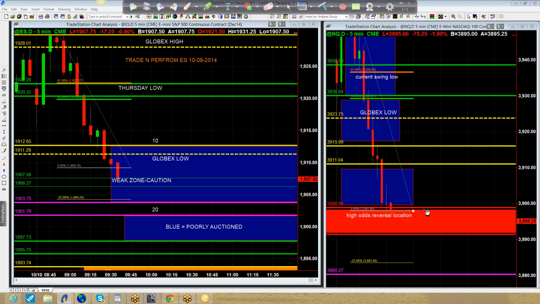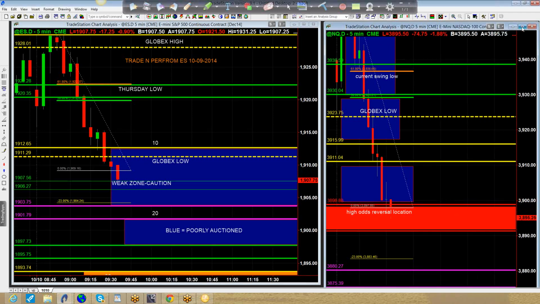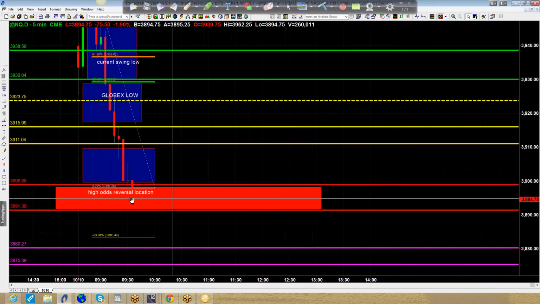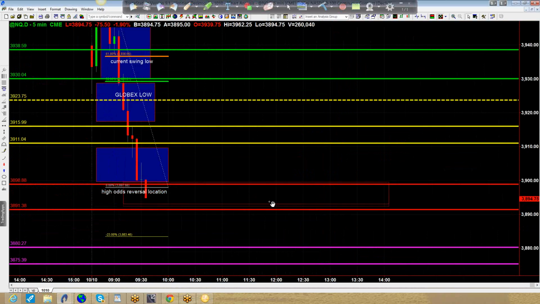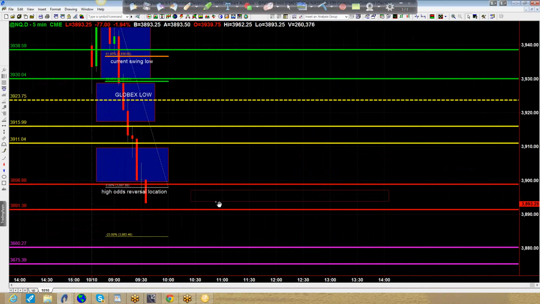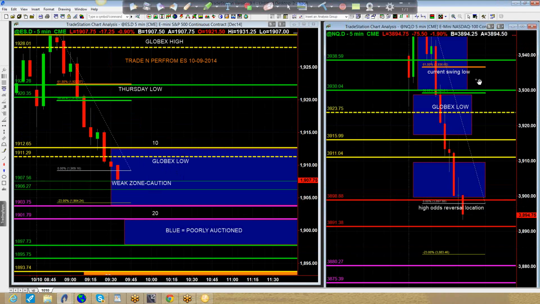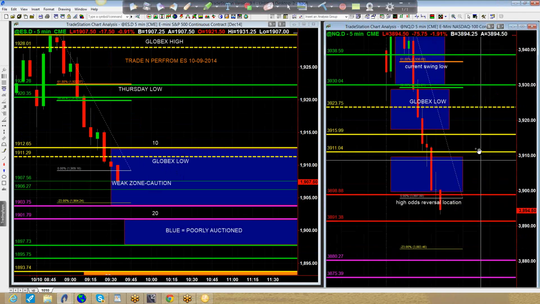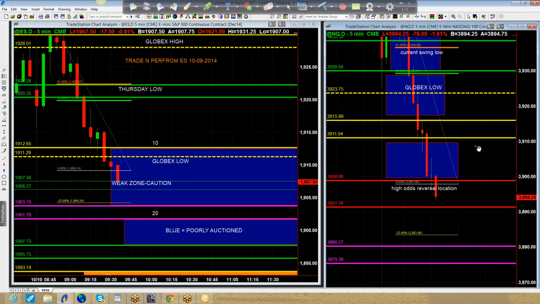And let's get rid of this red. We all know it's a high odds reversal area. Let me fix this. Okay, there we go. Okay, so we're into this weak zone here. What did I say we need? We need tick divergence, and we don't have it, right? So I could be crying here in a little bit. Well, I won't cry, but I could get stopped.